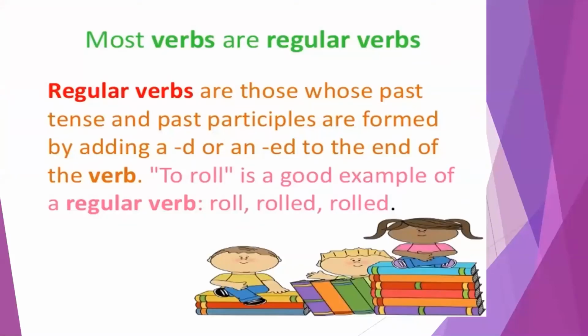A regular verb is any verb whose conjugation follows the typical pattern or one of the typical patterns of the language to which it belongs. A verb whose conjugation follows a different pattern is called an irregular verb. So firstly, we will discuss what are regular verbs.